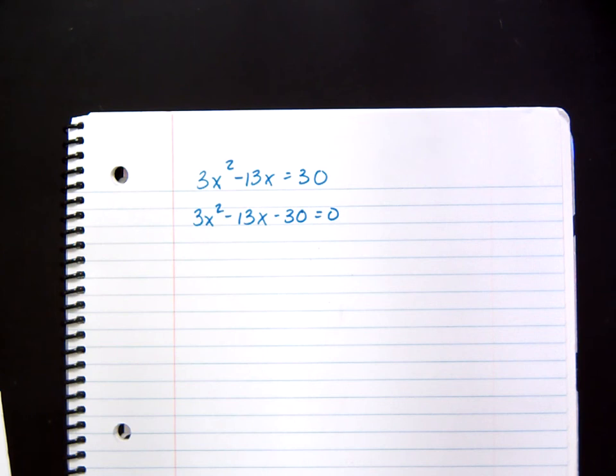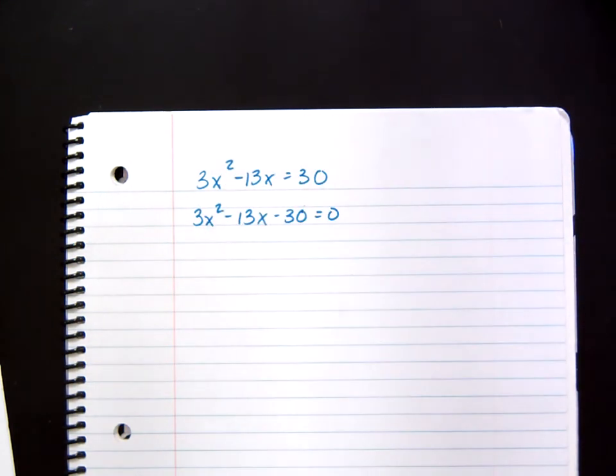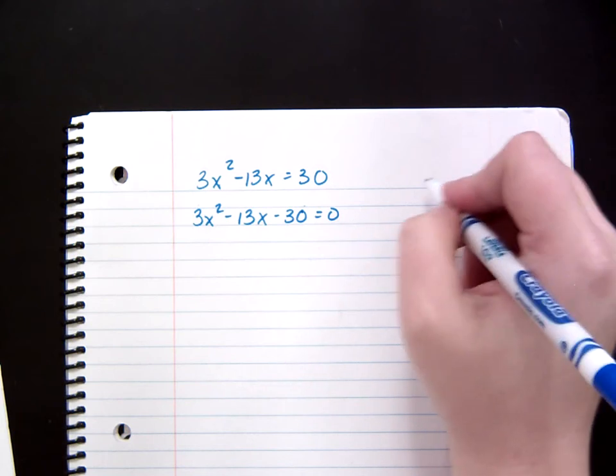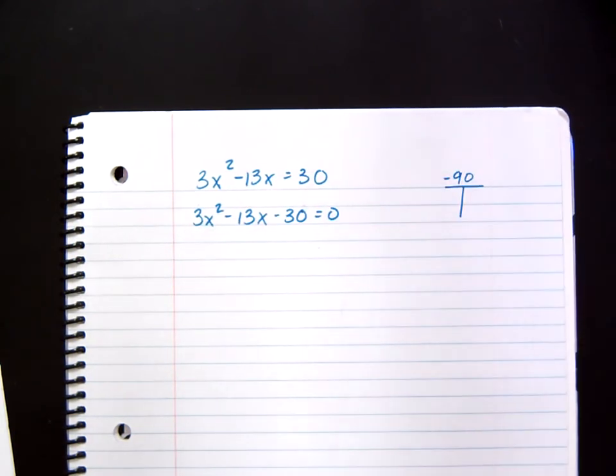Now this 3 is not going to factor out. So I'm going to go to the next step, which is to multiply your a and c term. 3 times -30 gives me -90. So I'm going to factor this.